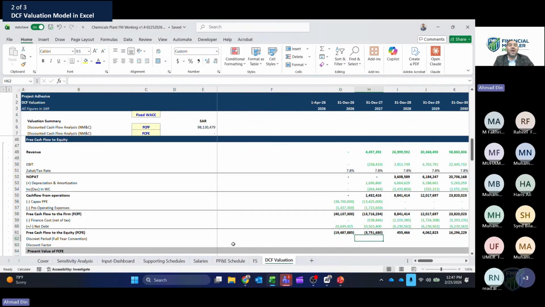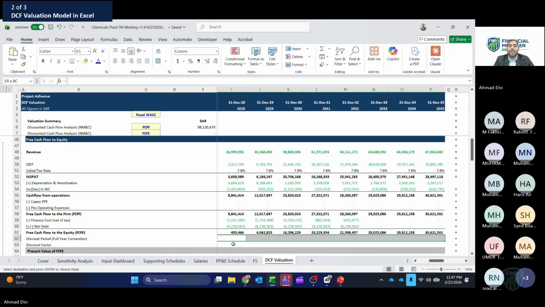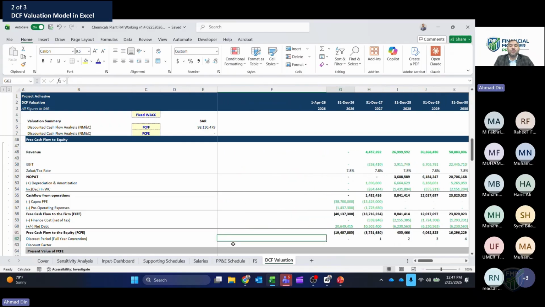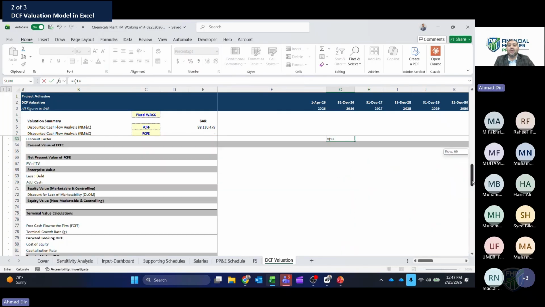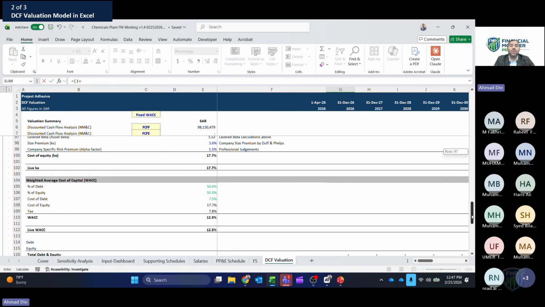Then same, we will apply the discrete period, and then the discount factor. For this, what will be our discount factor? Cost of equity, because we are calculating the value of equity, so we will take our cost of equity.